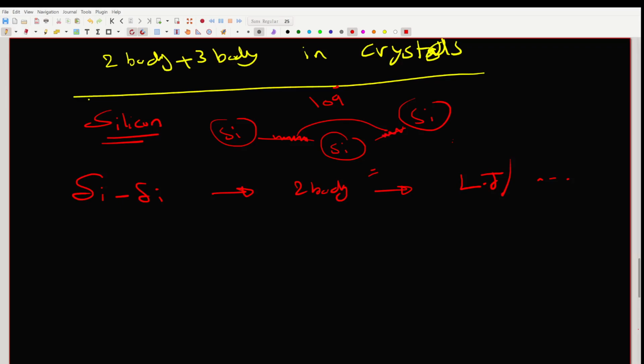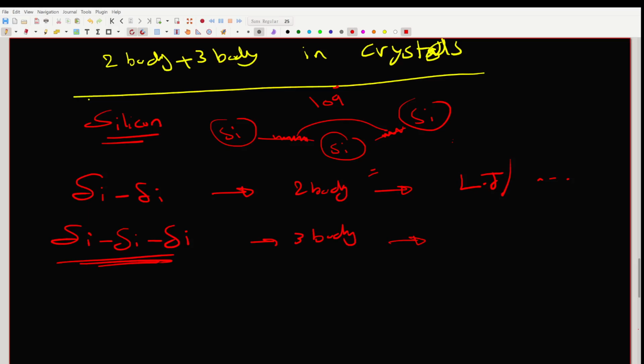Silicon is a little bit special, so it depends on the kind of potential that you are studying. But the most important thing is to maintain the 109-degree angle, the tetrahedral angle. And this really needs a three-body term. So this is three-body, and really you can have anything. Theta minus theta naught all squared, like in the previous slides.